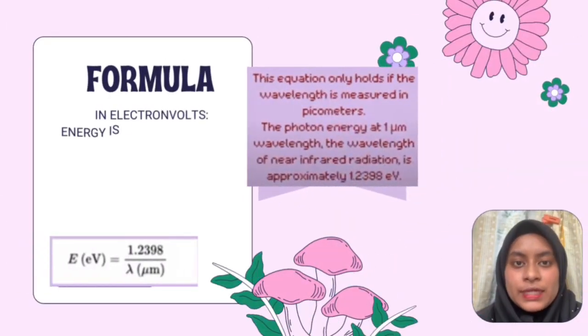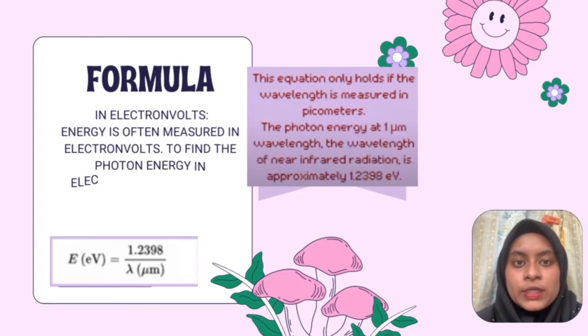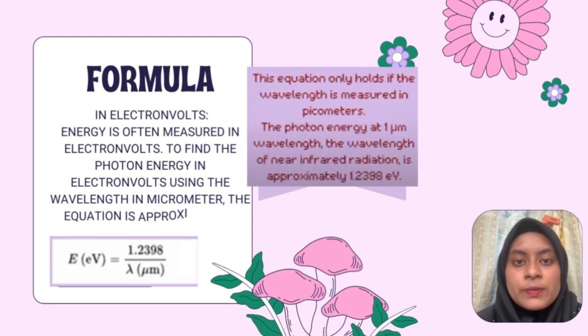In electron volts, energy is often measured in electron volts. To find the photon energy in electron volts using the wavelength in micrometers, the equation is approximately E in electron volts equals 1.2398 over lambda in micrometers. This equation only holds if the wavelength is measured in micrometers. The photon energy at 1 micrometer wavelength, the wavelength of near-infrared radiation, is approximately 1.2398 electron volts.